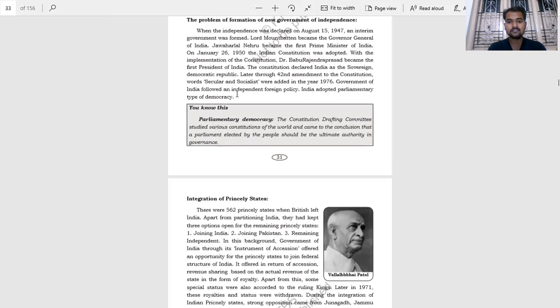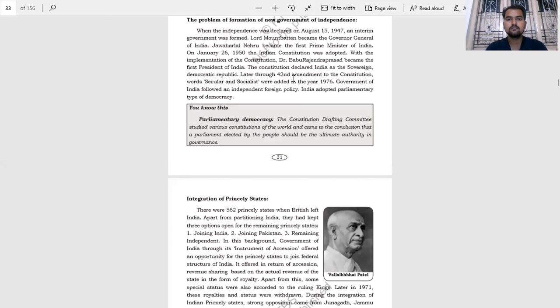You can see the miracles which have happened. I will discuss that just within 2 minutes. Then the first president was given to Dr. Babu Rajendra Prasad. He became the first president of independent India. Then we formed our constitution, and we know about the constitution drafting chairman.